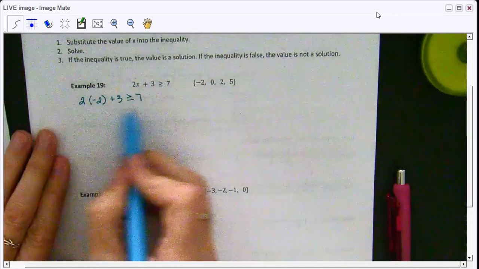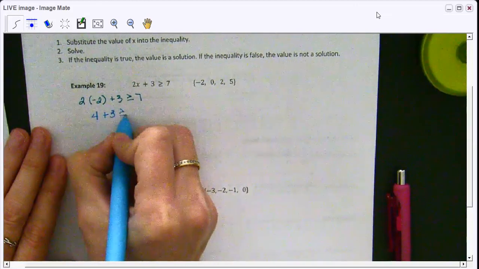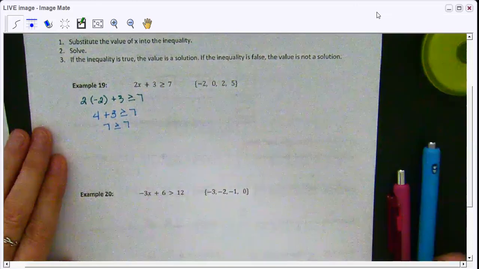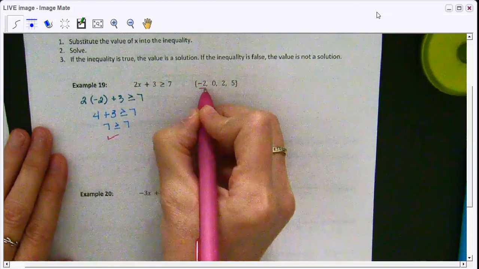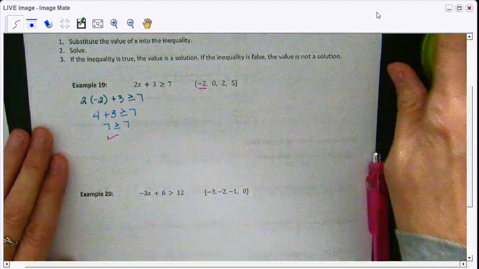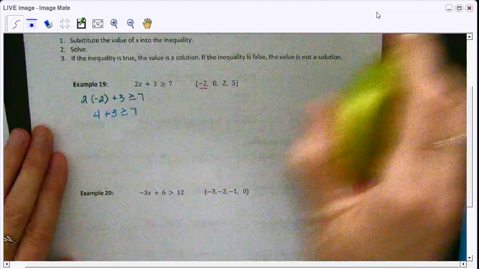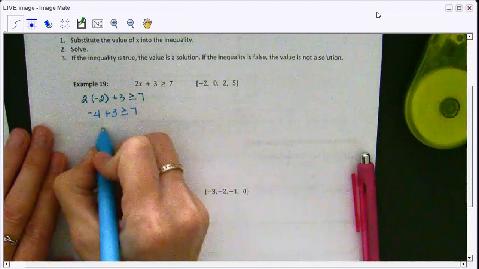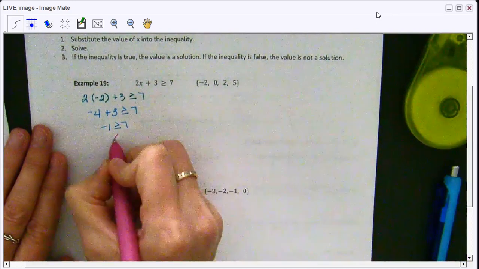Okay, so now let's solve this. 2 times -2 is... oh, I'm so sorry, you guys are right. Let's go back. 2 times -2 is -4. -4 plus 3 is -1. Is -1 greater than or equal to 7? No, so that is not a solution.